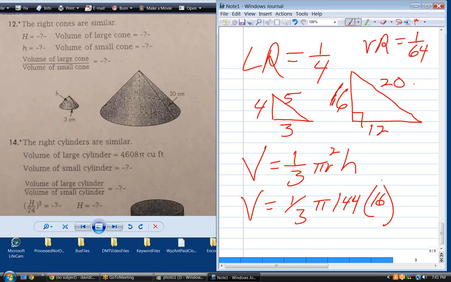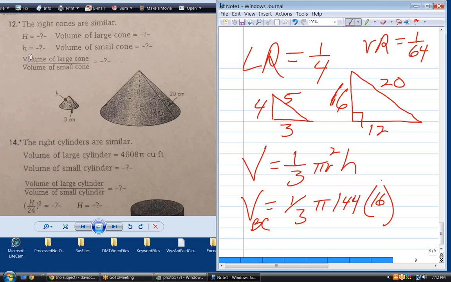So how am I going to get the volume of the small cone? I got the volume of the big cone. The opposite reciprocal? No, I'm going from big to small here. Just multiply this volume by 1/64. Oh, yeah. If you're going from small to big, then you'd multiply it by 64, not 1/64. So it depends on whether you're going small to big or big to small, whether you multiply by the volume ratio or the reciprocal of it.